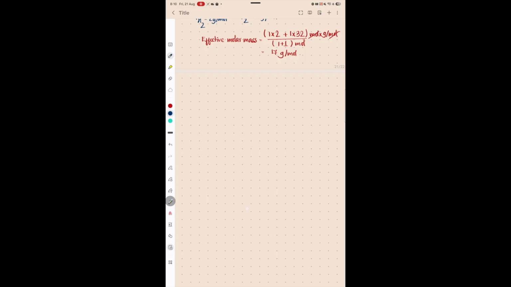Okay, now next question. This is a little bit interesting. Okay, the question says for air which is composed of mainly 70% N2 and 30% oxygen, find molar mass of the mixture. Okay, so give it a try.